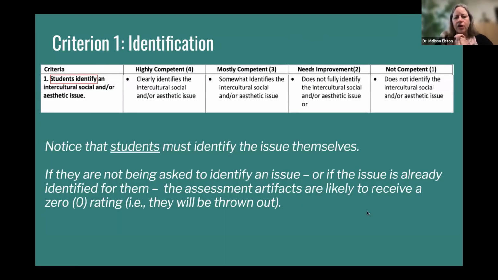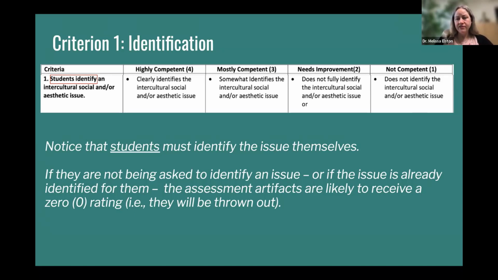So we're going to take a moment to look at Criterion 1 in a little bit more detail. And I am going to circle some things and talk about them just to bring your attention to them for use in planning. So Criterion 1, note that students must identify the issues themselves. If they're not being asked, like if your prompt does not specifically ask them to identify the issue, or if the issue is already identified for them, the assessment artifacts are in danger of being thrown out.